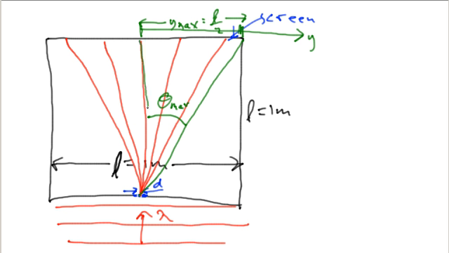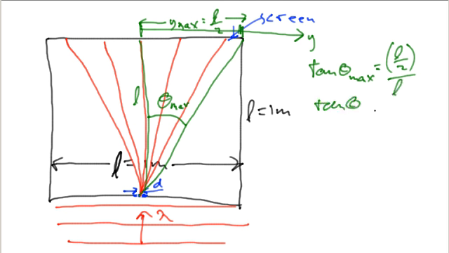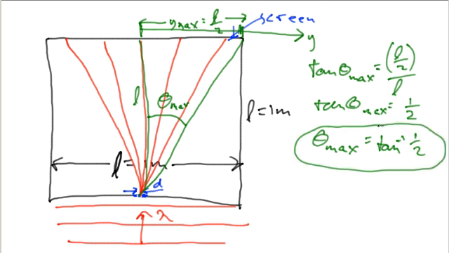Okay, this side is L. That side's L over 2, so we've got tan theta max equal to L over 2 divided by L. In other words, tan theta max is equal to 1/2. And I could use that to find theta max: arctangent of 1/2. So that's going to come in handy.